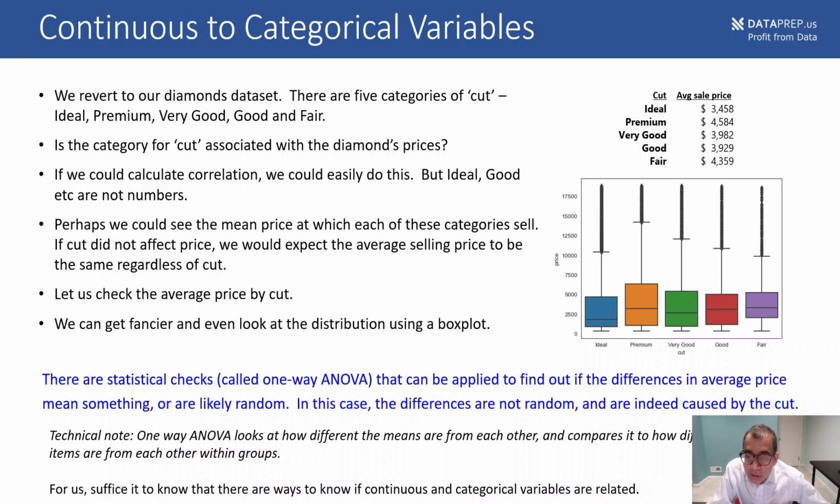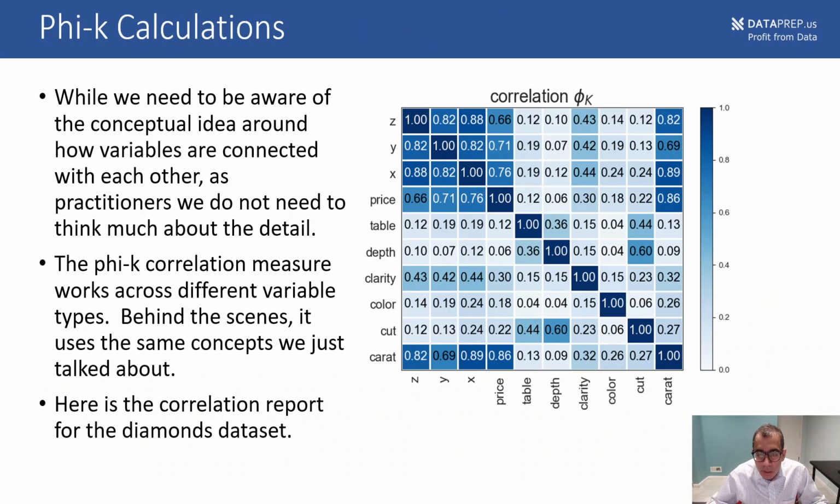We are not going to perform the calculations here, but there is a way to do that. The intuition behind it is that it looks at how the averages between the groups compare to each other and to the dispersion inside each of these groups. That is what one-way ANOVA does, but that is not the topic for our discussion, and we will keep moving. The good thing for us is that all of this is encapsulated in the phi-k correlation calculations, which means that all of this work is done for us, and we are able to calculate correlations between all kinds of variables.